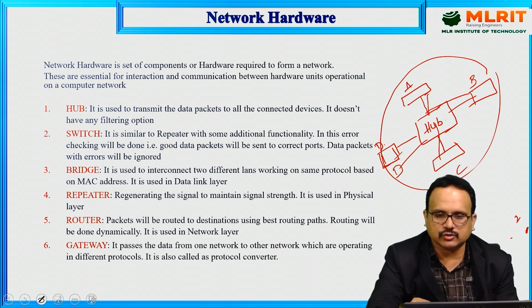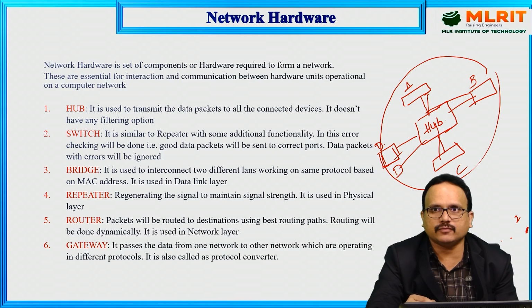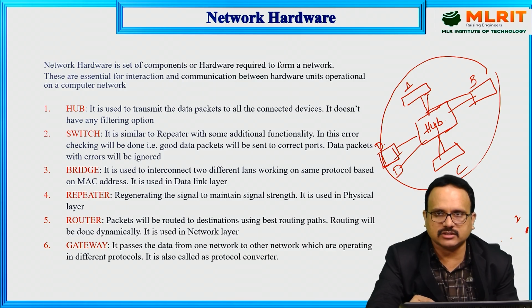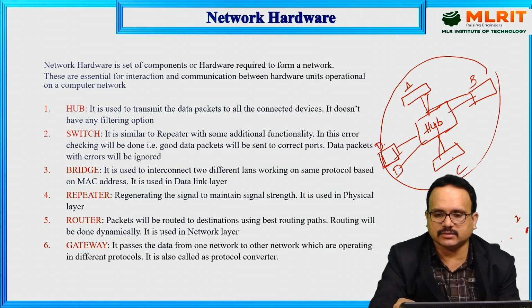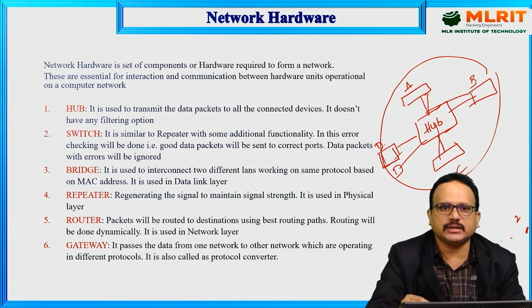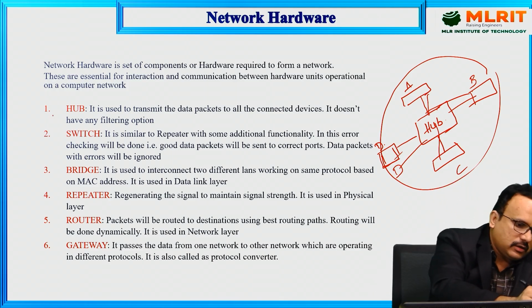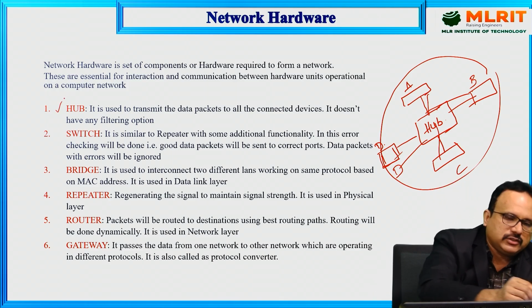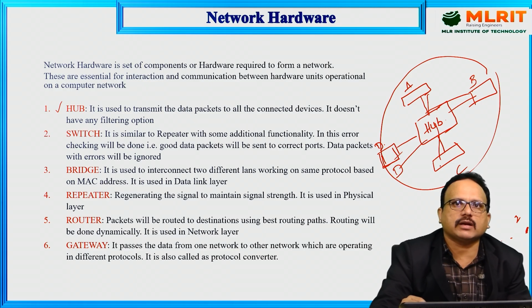Whenever the data reaches D, it compares the address with the receiving address. As both of them match, since the actual destination is D, it will accept that data. So the rest of the 3 devices A, B, C will discard this data. This is how the data transmission takes place in a hub, which is one of the components of the network hardware.